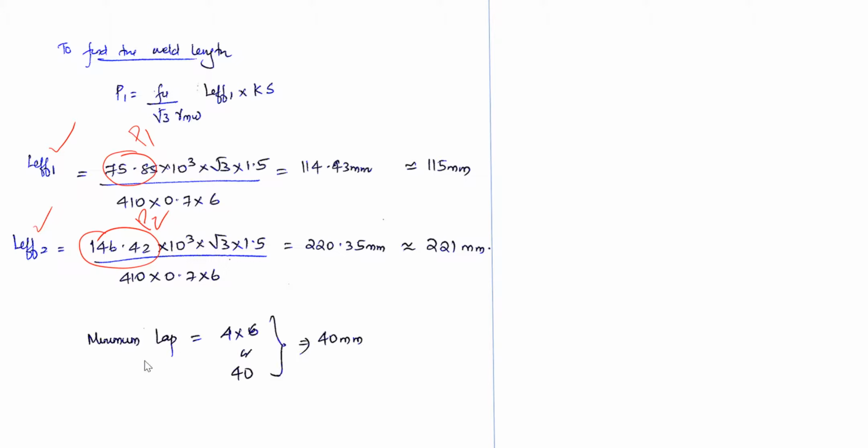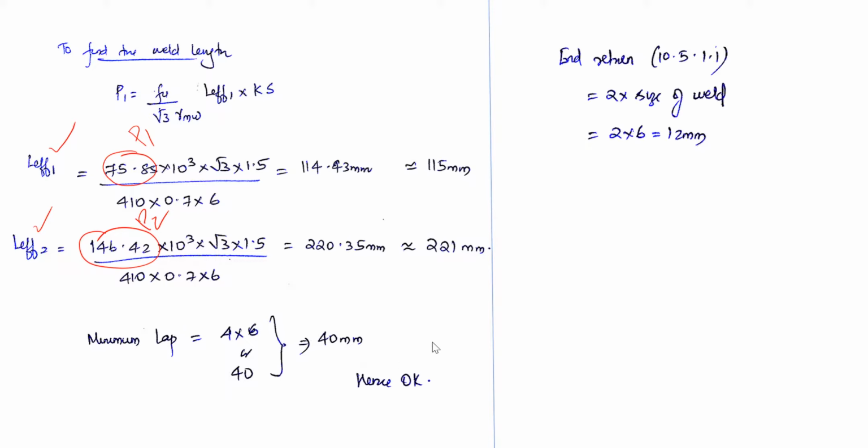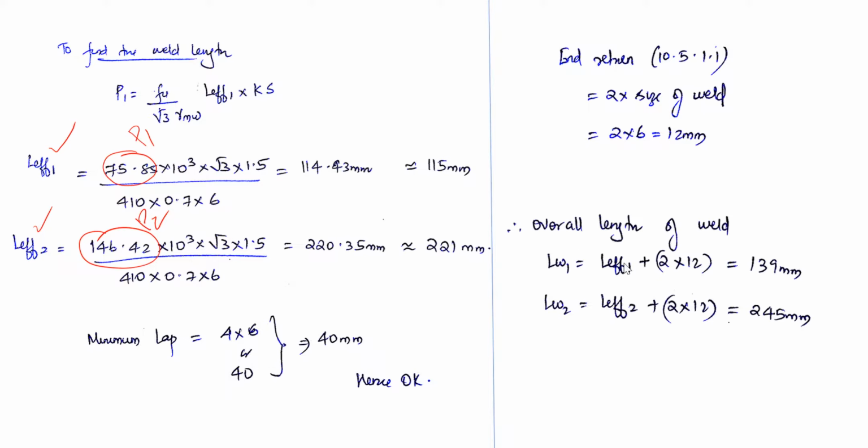which means I can check the minimum lap required is 4 into size of the weld or 40 mm, whichever is more, 40 mm, but we are providing 115 and 221, which means it is safe, it is okay. So we will see the end return, how much end return is required. That is, end return is 2 into size of the weld, that is 2 into 6, 12 mm. So which means the overall length required is LW1 is L effective 1 plus 2 into 12, that is 139 mm, and L effective 2 is, sorry, L actual length, overall length required for weld 2 is L effective 2 plus 2 into 12, that is 245 mm.